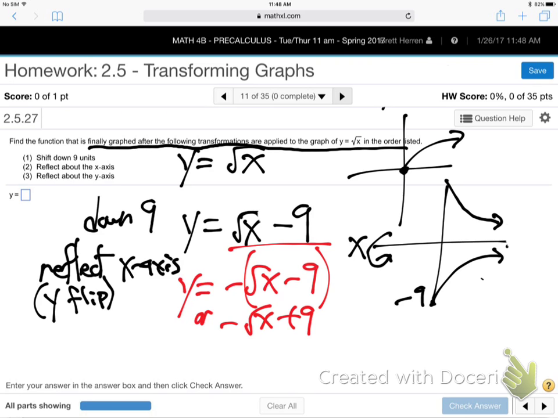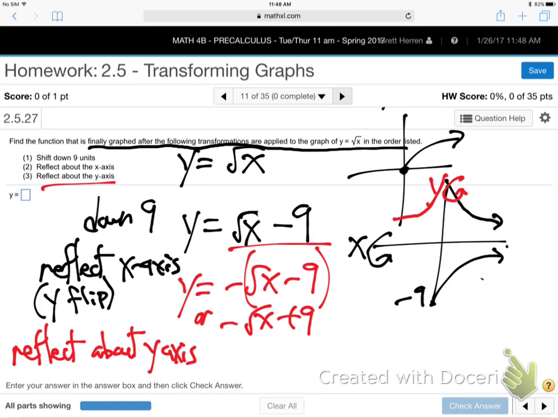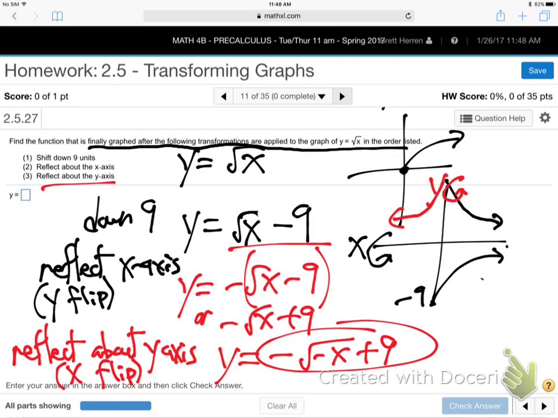Last step. Now reflect, whoops, I'm erasing things. Reflect about the y-axis. And y-axis, here's the y-axis. That's grabbing the y-axis like a rotisserie, a mirror. It's going to go over this way, isn't it? It's sideways. It's an x-flip, isn't it? So what's going to do that? Negative on just the x. We're done. Everybody see that? That's the final answer. After all those steps, we did all three things to it.